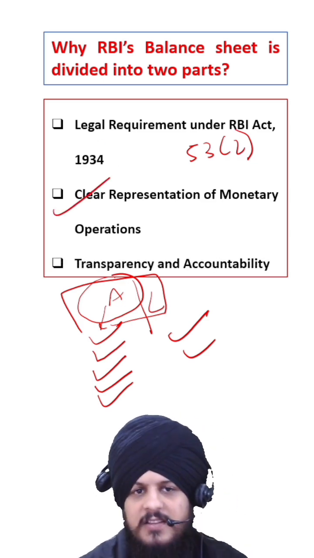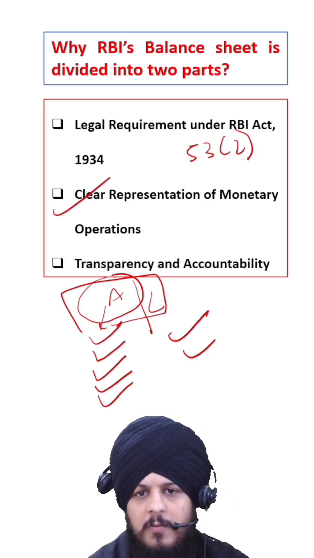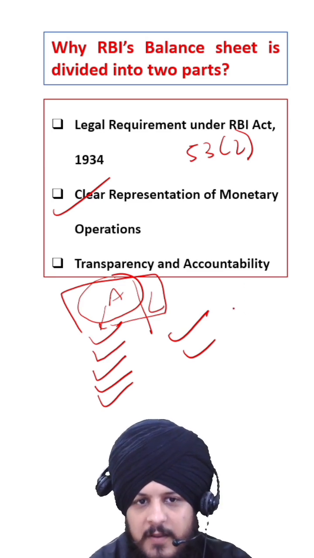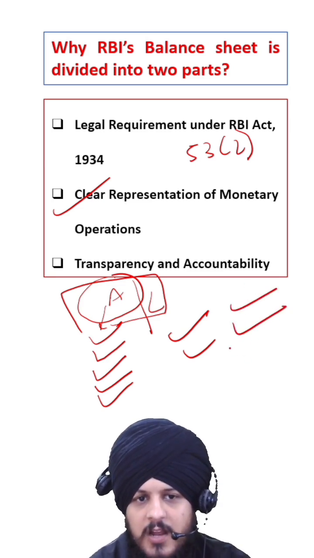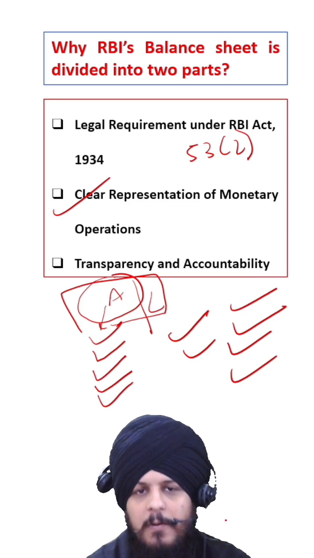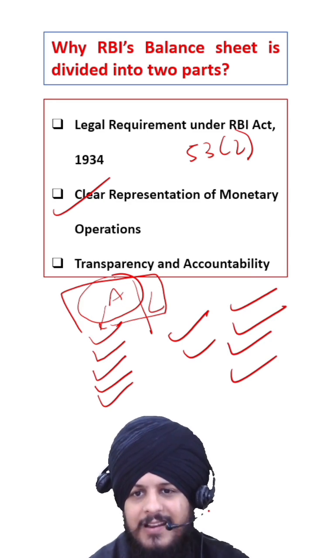The third point is very easy to understand: transparency and accountability. Separating it into two parts ensures transparency and helps the stakeholders. When I say stakeholders, it basically means the government, the economists, the investors, and the general public like me and you. They are able to clearly understand the sources and the application of these different types of funds. So that is the idea.